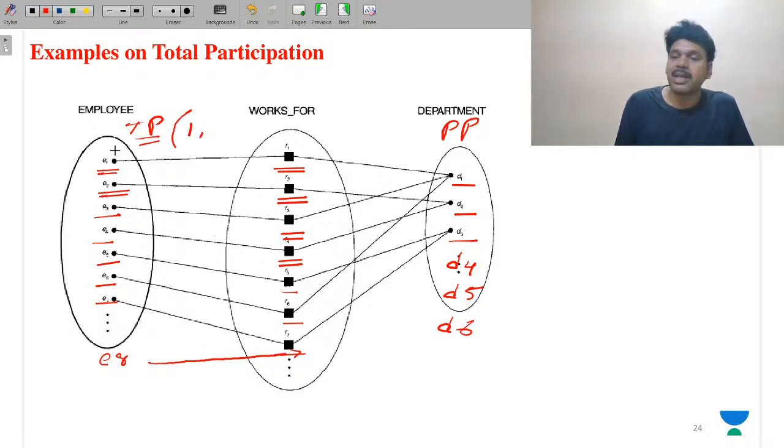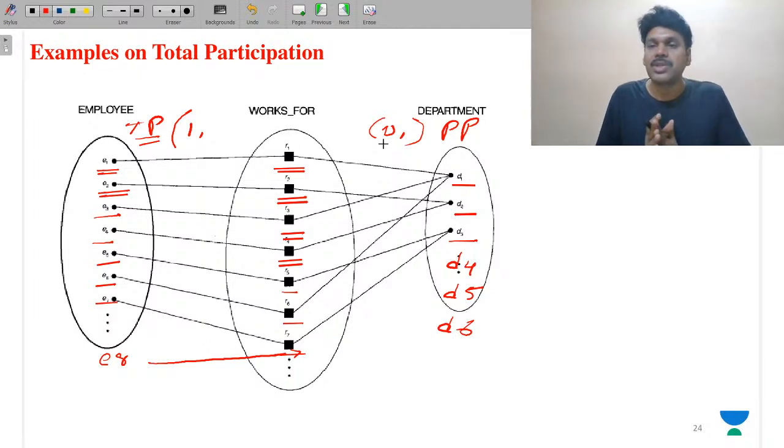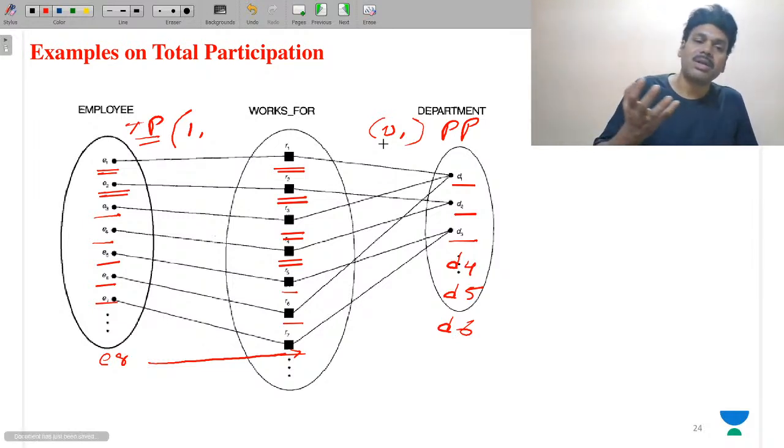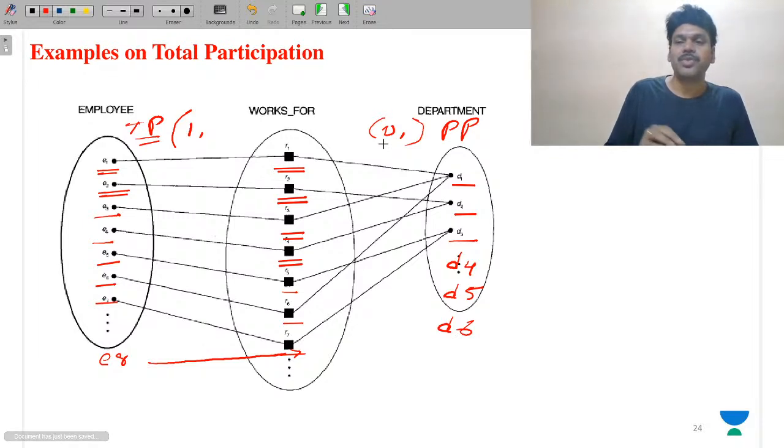Every employee must take at least one project. A department may or may not have employees. This is the difference between total participation and partial participation. What is the total participation, friends? A tuple must come at least once in the relationship. What is the partial participation? A tuple may or may not occur in the relationship. Therefore, it's optional. It's called a 0 value.